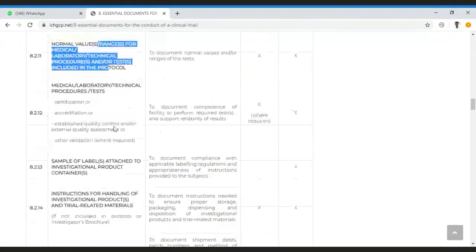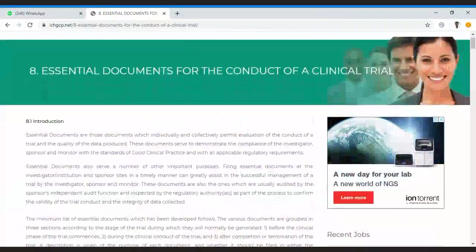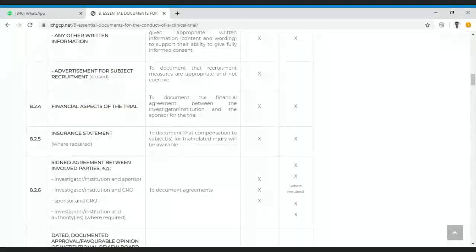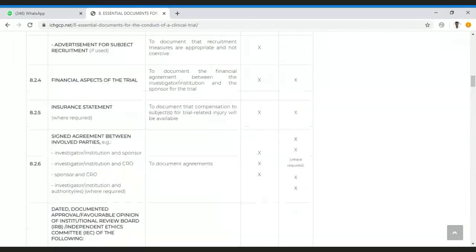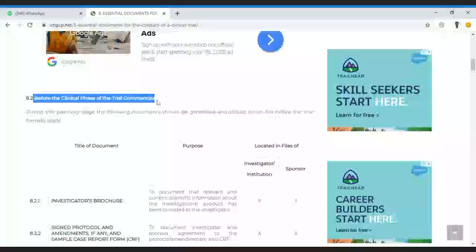Okay. So here, as I said, I'll share the link, and you go ahead with the link. If any doubt, you can ask me. We are already over one and a half hours. Go ahead, this is the link. So see, before the clinical phase of a clinical trial commences, there is the list of documents, that is, essential documents.